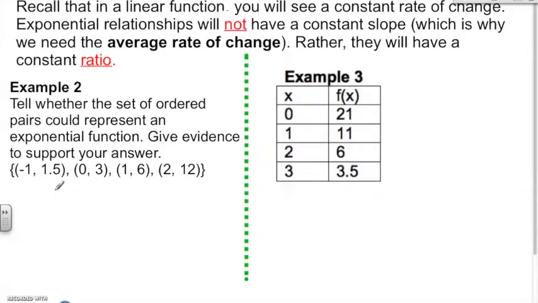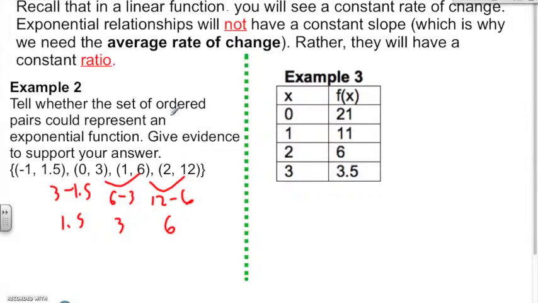Now, what we're going to want to do is subtract our y values. So we would do 3 minus 1.5, and we would get 1.5. Then we want to do the next two y values, 6 minus 3, and we're going to get 3. And then we do the next two, 12 minus 6, and we're going to get 6.